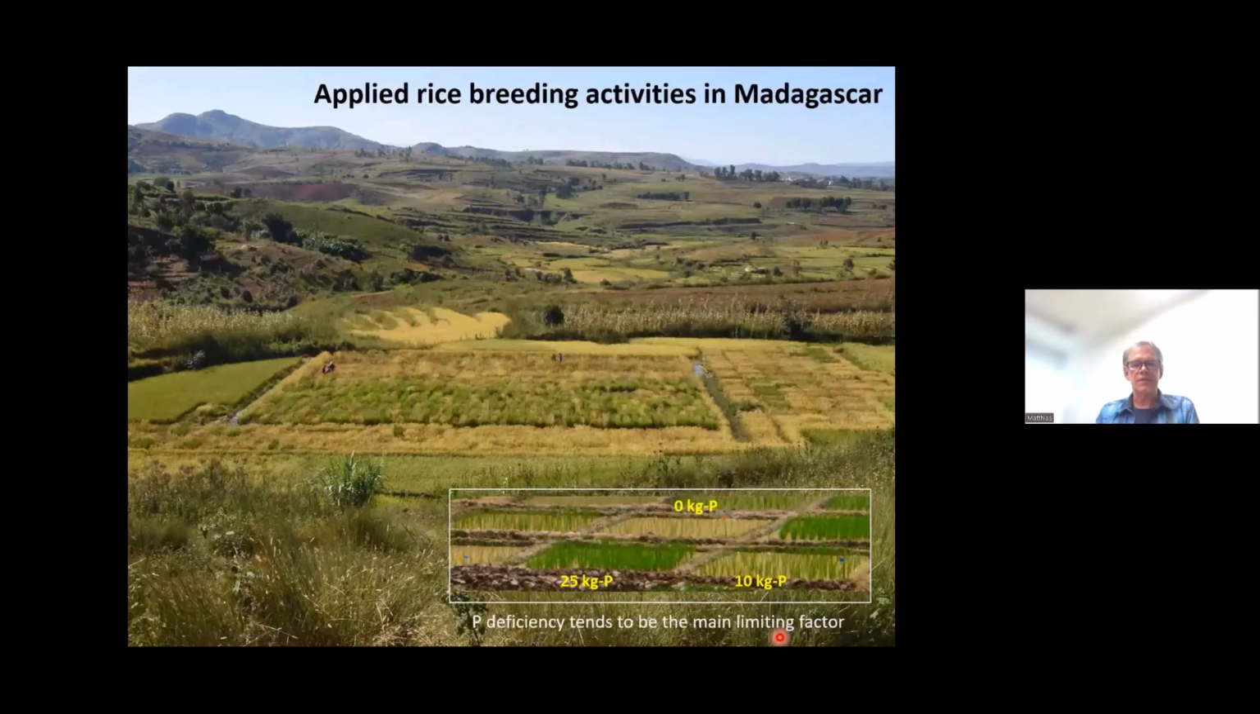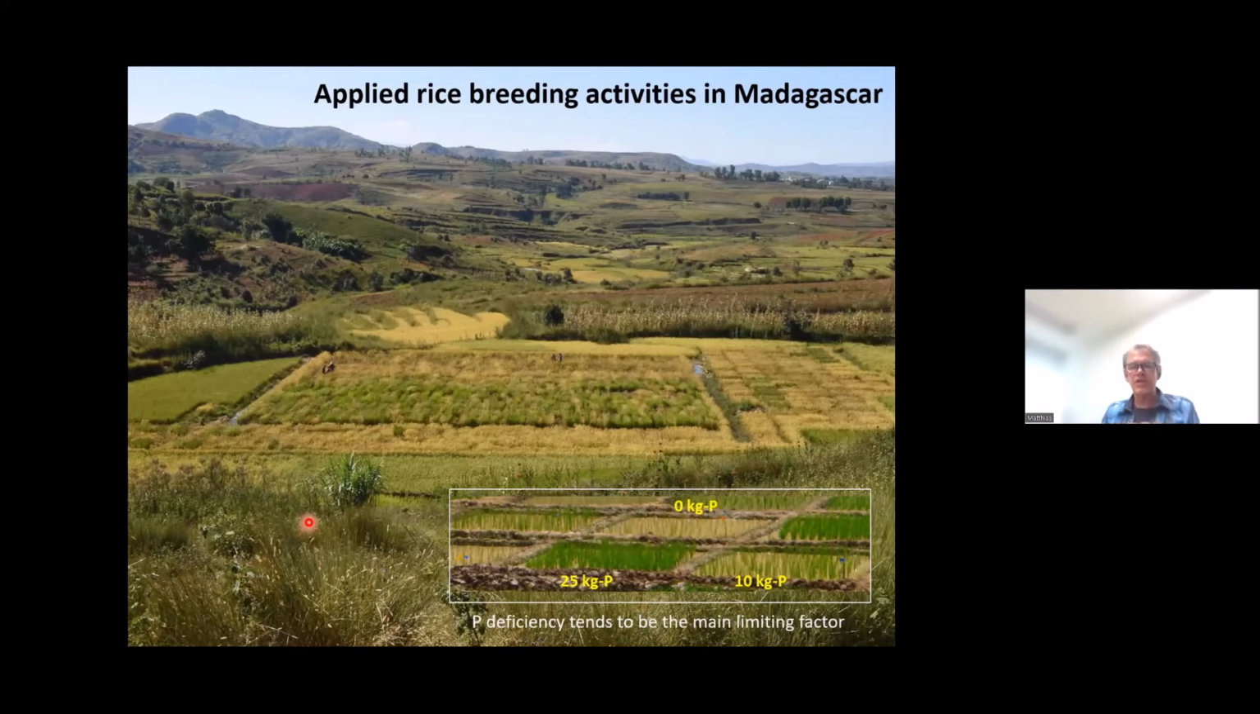Now let me switch to the second topic, our applied rice breeding activities. Madagascar is a country where P deficiency abounds, so it's a perfect place for me to do research and try to achieve some progress with applied research as well. As you can see here, very often we have fields where conditions are like this, where you see a very clear response to fertilizer applied. And farmers typically do not have the financial means to apply fertilizer. That is unfortunately reality here.